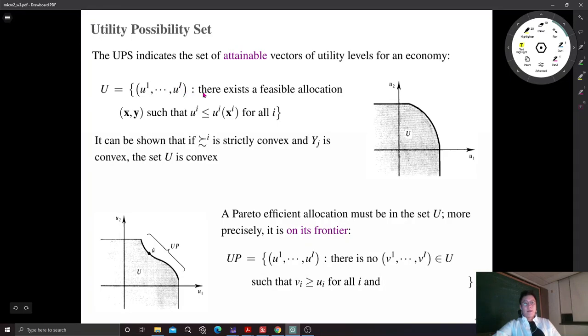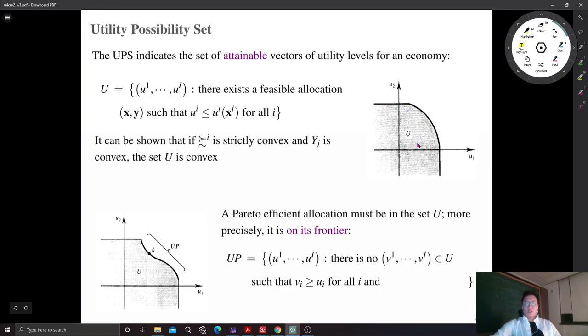This level is attainable, meaning that there exists a feasible allocation x and y such that if the goods are distributed across consumers according to x, then each consumer can achieve at least ui of xi, and this specified utility level u super I is lower than that, so u super I is attainable. Here is the picture of a possible UPS.